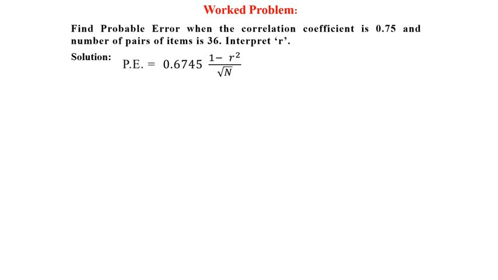Probable error is 0.6745 into 1 minus R square, divided by square root of n. Substitute the values: 0.6745 into 1 minus 0.75 whole square, divided by square root of n. Simplify that: 0.6745 into 1 minus 0.75 into 0.75. Don't take the minus into the square, minus into minus gives plus. So within the bracket it is plus 0.75 into plus 0.75, therefore it will be plus 0.5625, divided by the square root of 36, which means 6.